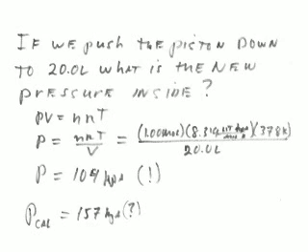Still have 1 mole. Volume's 20 liters now, temperature 378 Kelvin. Again, we're going to have to use the 8.314 R. Moles cancel moles, Kelvin cancels Kelvin, liters cancel liters, and we get a pressure of, well, it's 104 kilopascals.